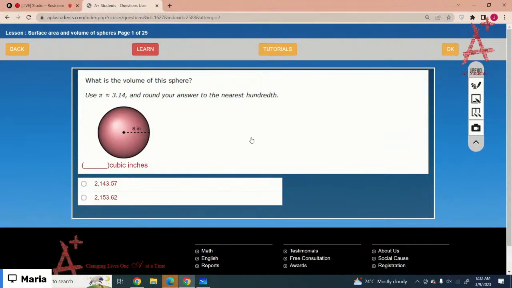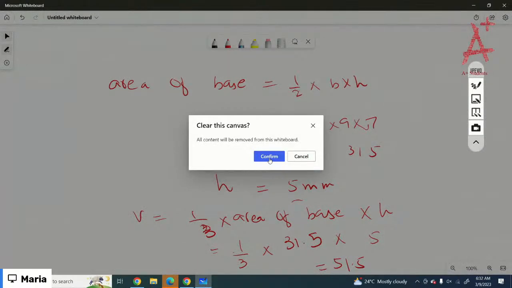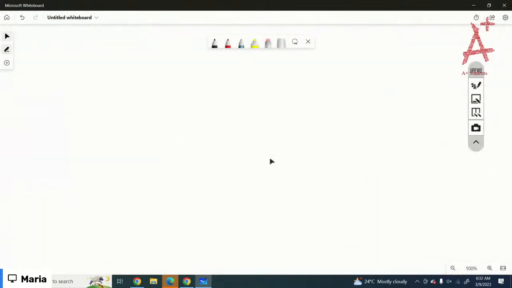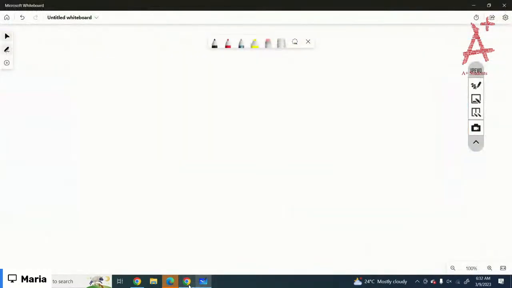So you are given r, that is 8 inches. Let's just substitute the values in the formula. V equals 4 by 3 pi r cube. The radius is 8 inches. So let's just calculate the value. It is 4 by 3, pi is 3.14, and r is 8 cube. Got it?